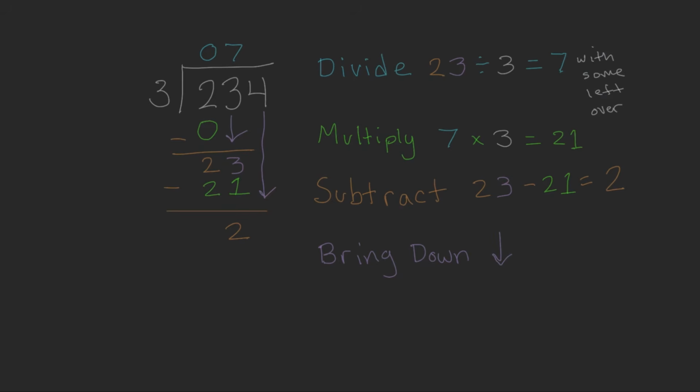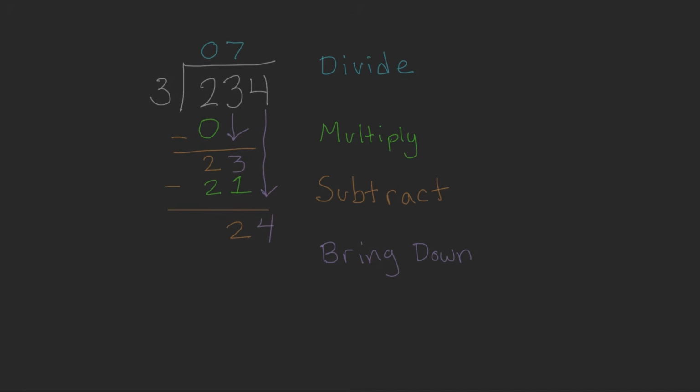We're heading into the last part of this. We bring down the 4, like I just said, and we're starting all over again here. So we're going to divide 24 divided by 3. We're going to see how many times 3 will go into 24 without going over. In this case, we know that 3 times 8 is 24, so it goes in perfectly. So 8 times 3 gets us 24.